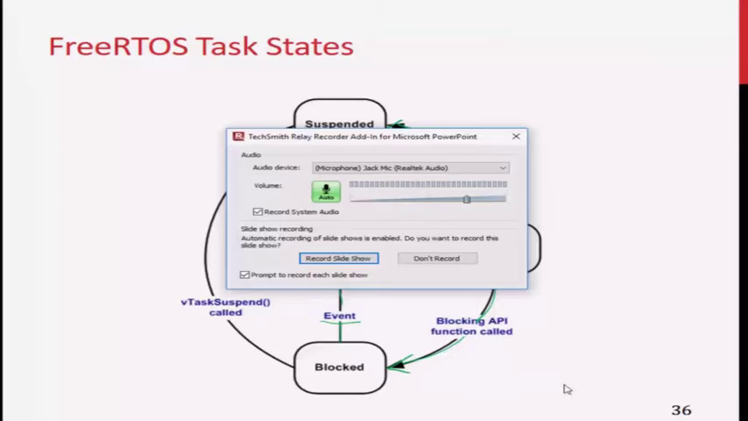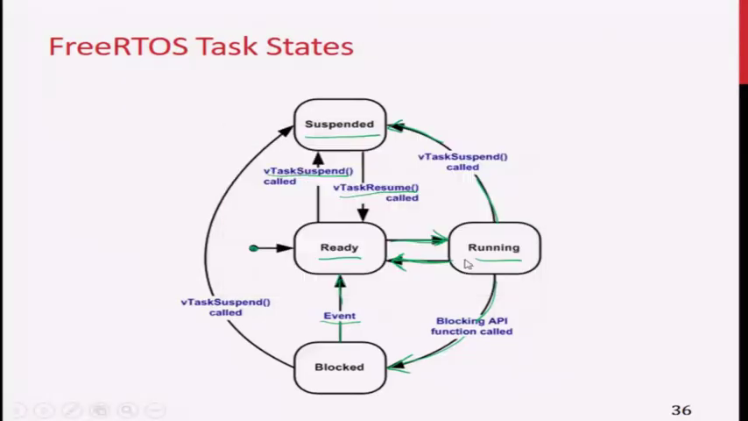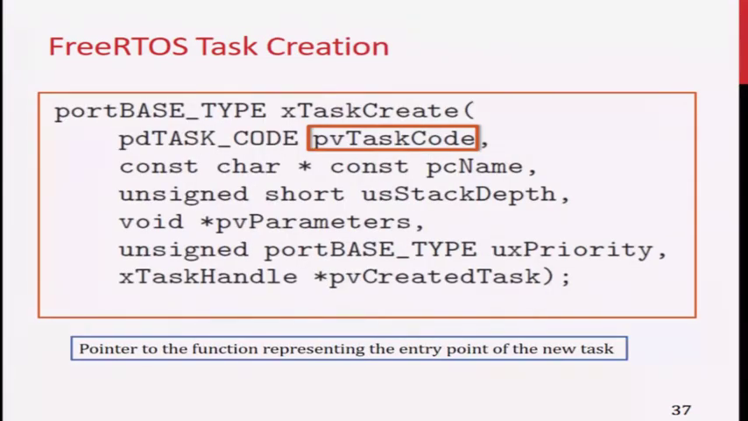Okay, so let's carry on. Let's look a bit more on how this task creation happens. When you create a task, you're supposed to use this API call. Again, like I said, when you compile FreeRTOS, you compile it as a library that will be included in the project. So you're just going to call the functions related with FreeRTOS.